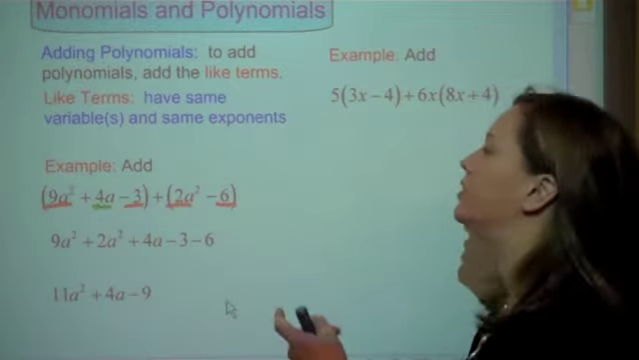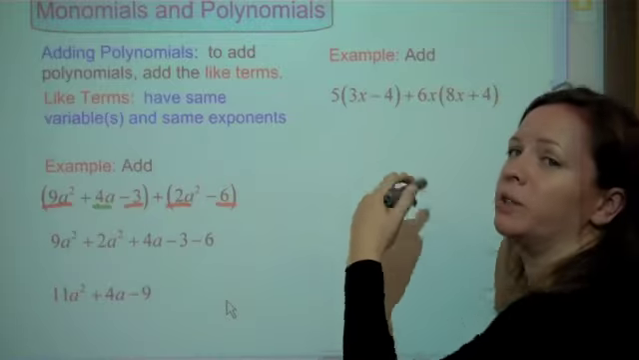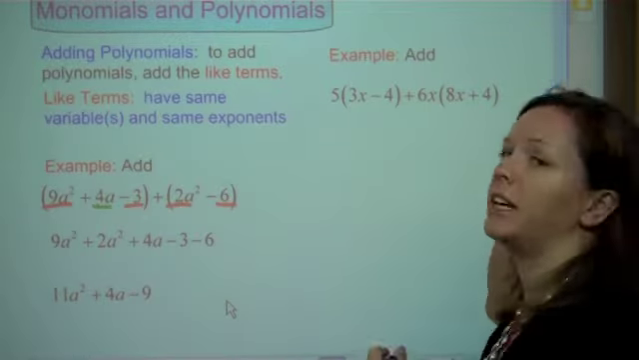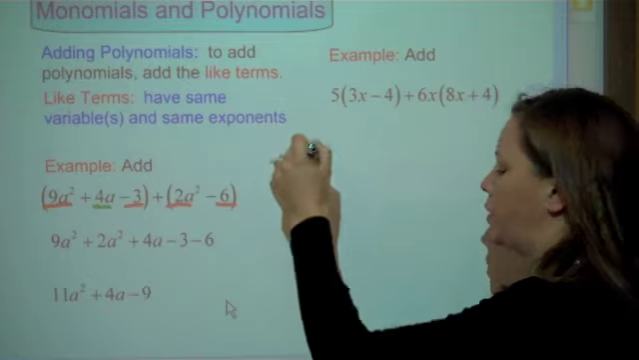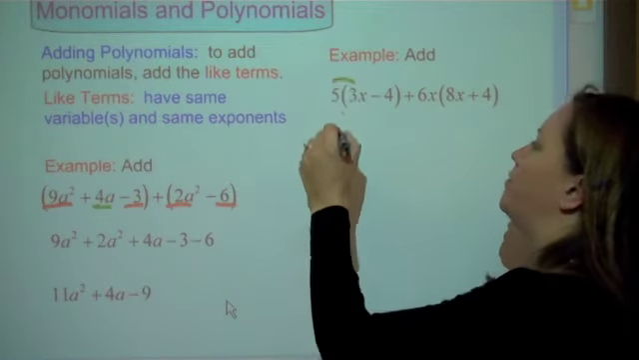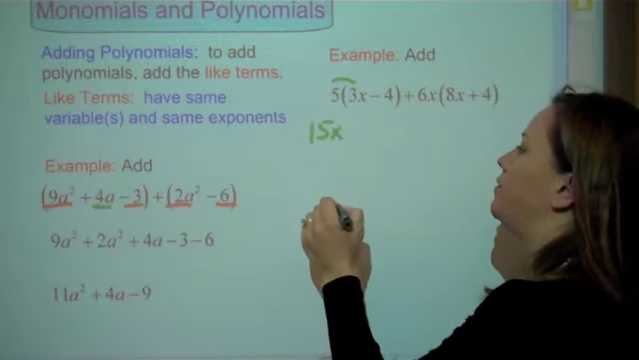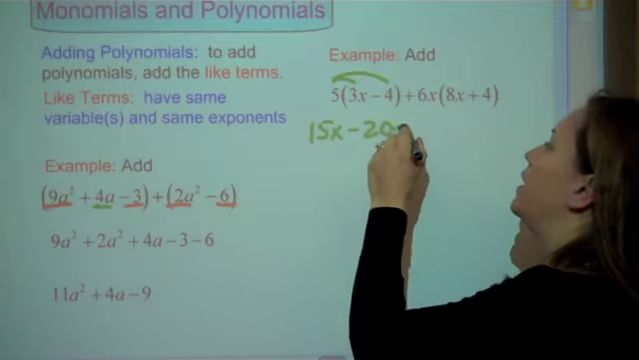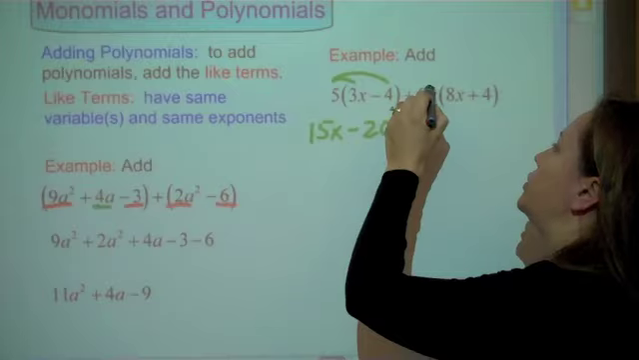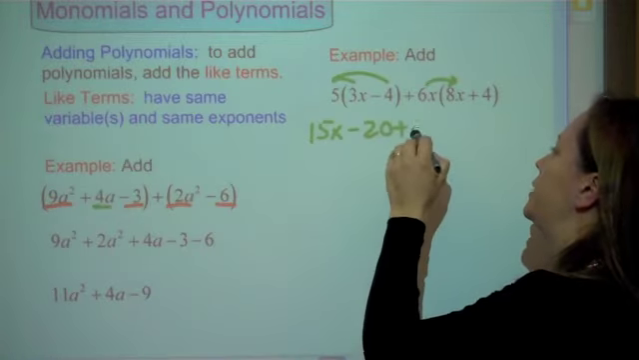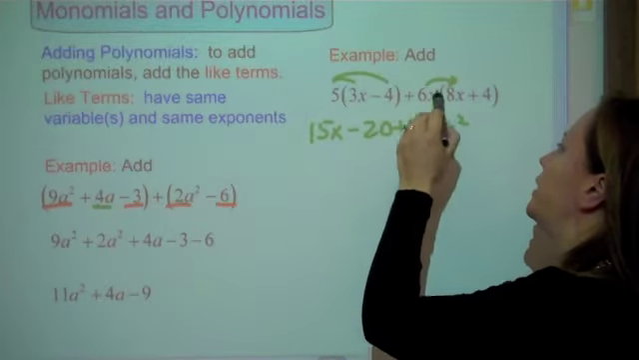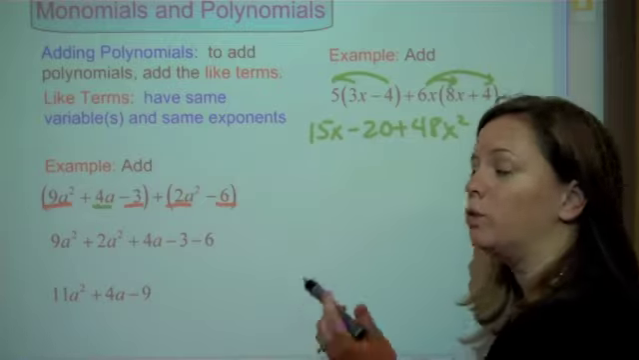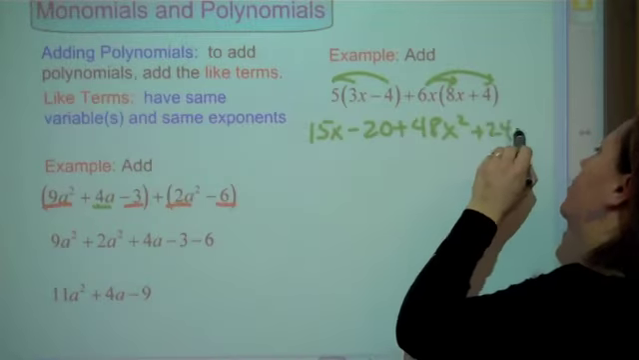Let's take a look at this other example. Here we have 5 times 3x minus 4 plus 6x times 8x plus 4. So we have to use the distributive property first. So we'll multiply 5 times 3x to get 15x, and then 5 times negative 4 to get negative 20. Then we're going to add that polynomial to 6x times 8x, which is 48x squared. 6x times 4 is 24x.